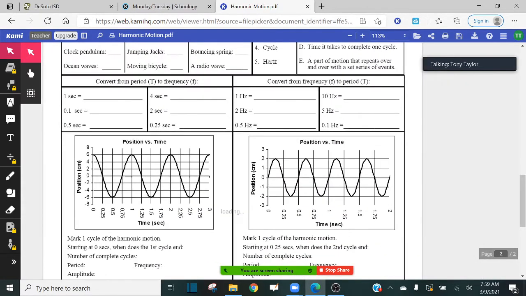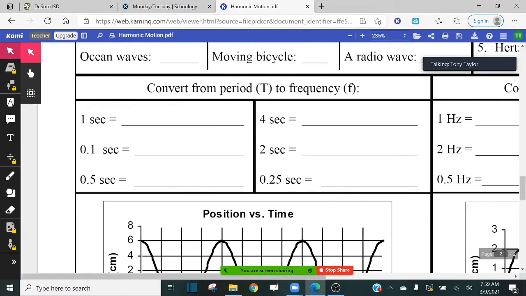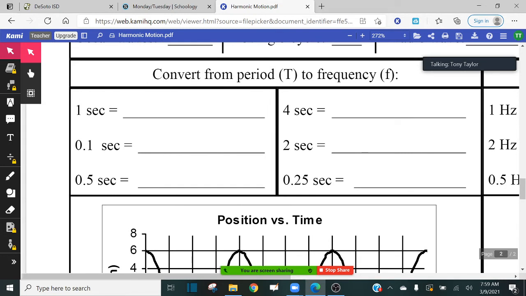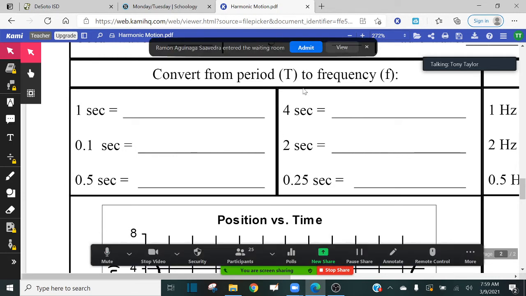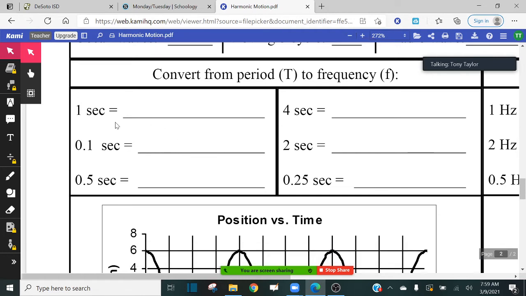Now, guys, let us look at some actual examples. That's what I want to do with you guys. Look at some actual examples here. Okay. So I want to look at this situation right here first, and these problems here in this box where it says convert from period to frequency. Okay. So here, notice we're given various period values.